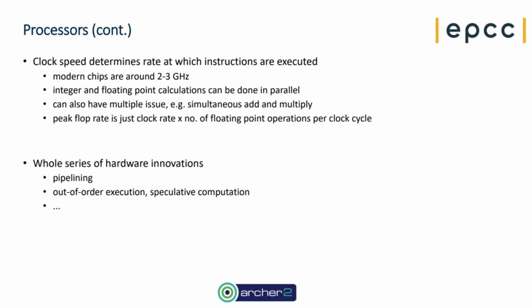So integer and floating point calculations can be done in parallel. You can also have multiple issue. So in some systems it's possible to do an add and a multiply at the same time. So the peak flop rate is basically just the clock rate multiplied by the number of floating point operations we can do in every clock cycle.